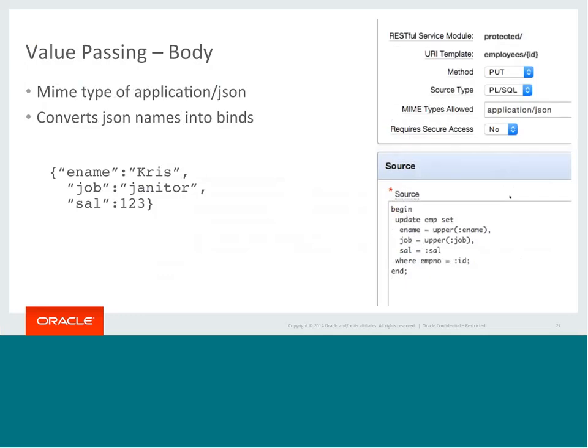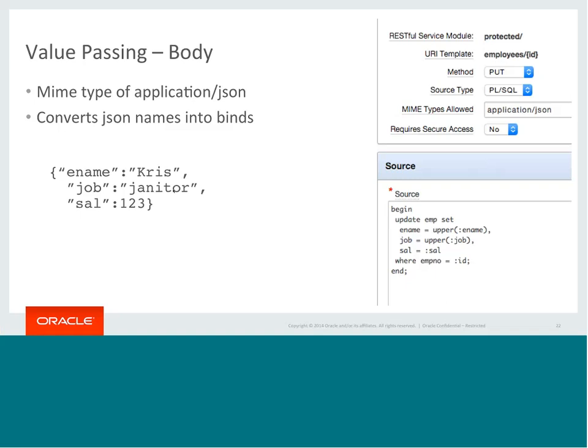Another example is passing in a JSON. If we do a put, post, or delete and send application JSON, just like we did a minute ago, then everything in that JSON is turned into a bind variable. The catch here is we don't deal with nested JSONs. So if you're trying to pass in ename Chris and a phone number array, you're going to have to process that array yourself. There are a few choices for doing that.